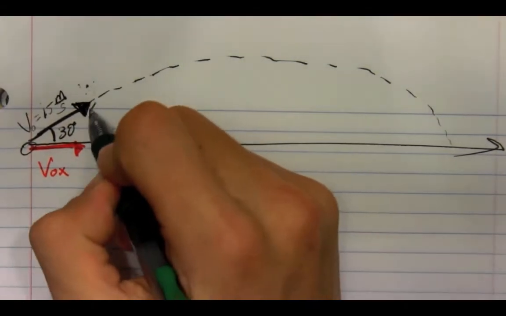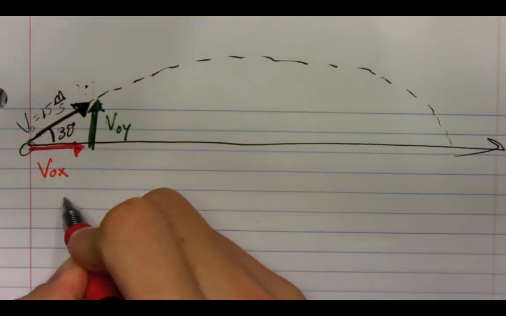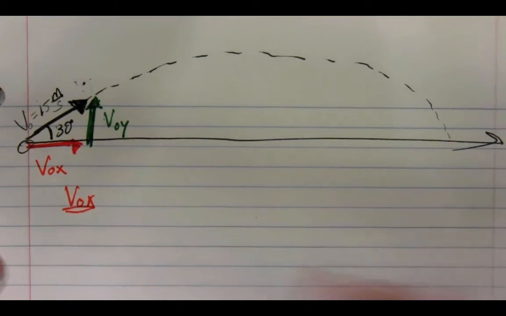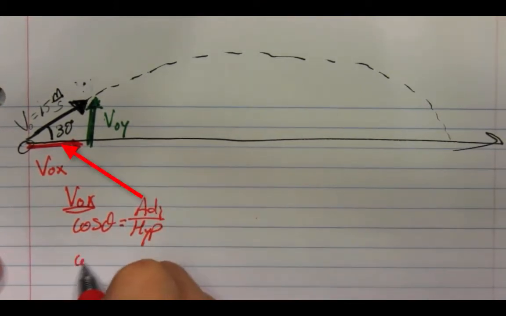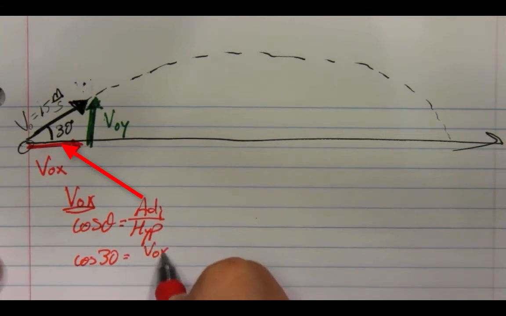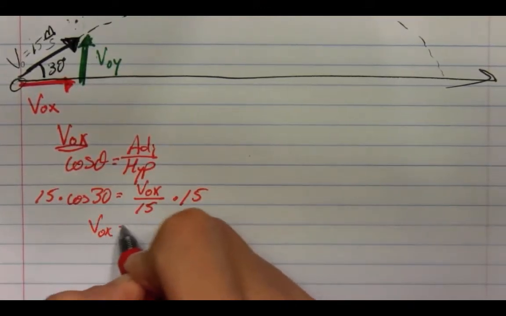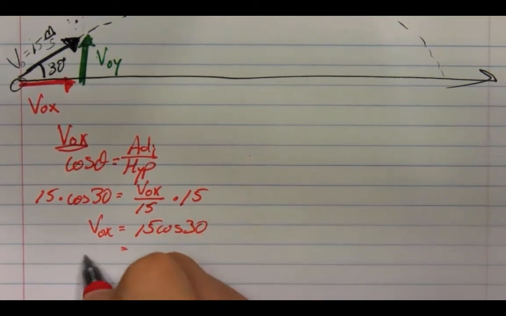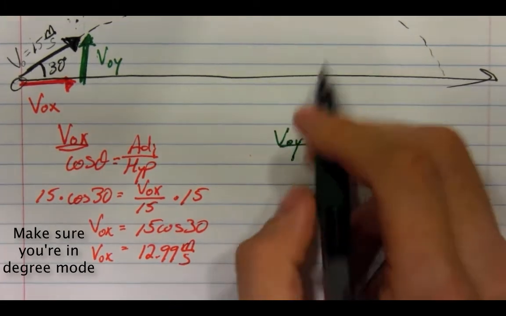The VOX and the VOY is one of the first pieces of information that I want to find. Now the VOX is the adjacent one to the angle, so I'm going to use my cosine trig identity. Fill in all the necessary information, adjacent being VOX and hypotenuse being 15, multiply both sides by 15 to isolate the VOX, so I can find that VOX is 12.99 meters per second.